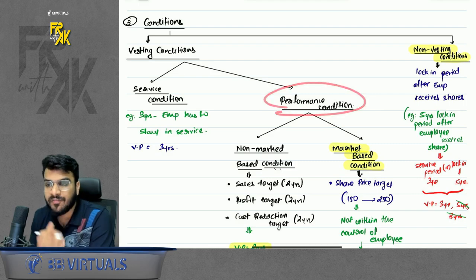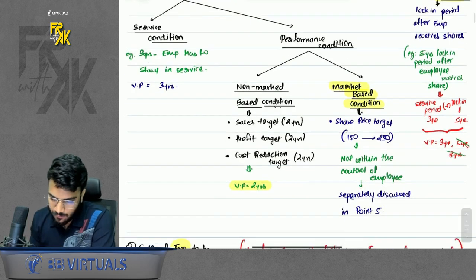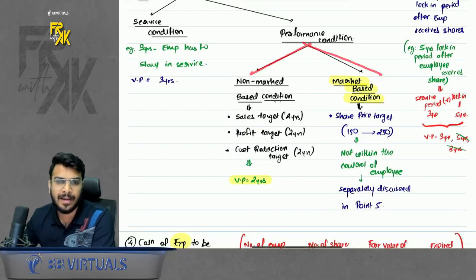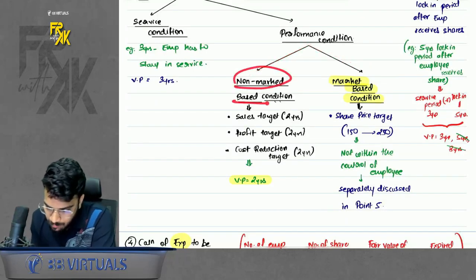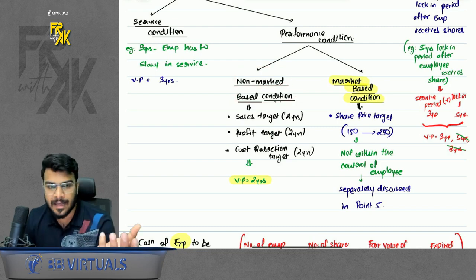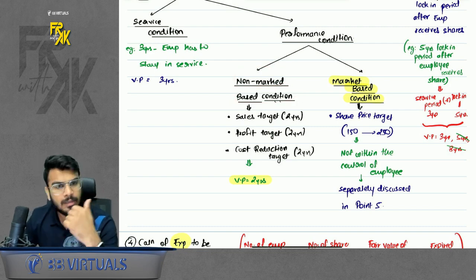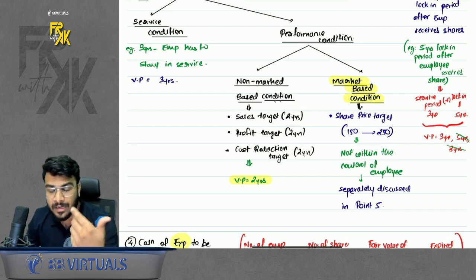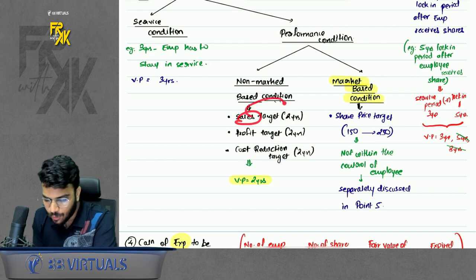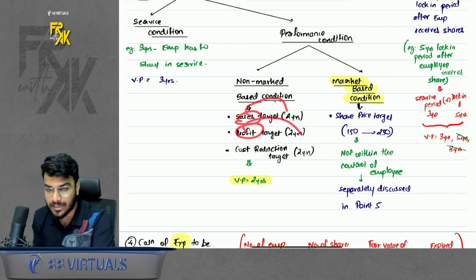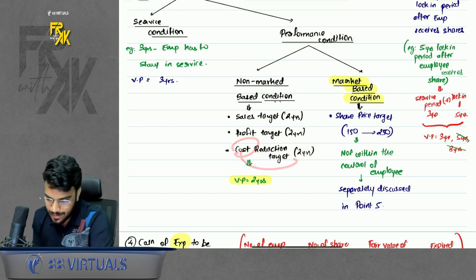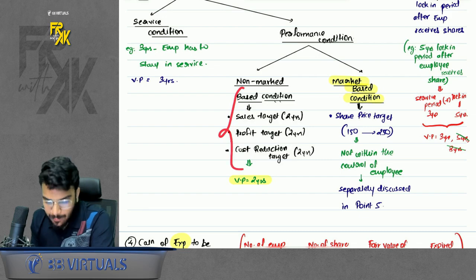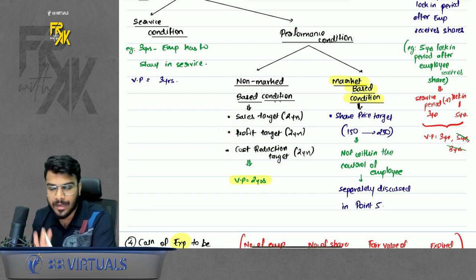Then performance condition. Performance condition can be further bifurcated into two parts. One is non-market based condition, second is market based condition. What is the meaning of non-market based condition? Giving such a target which is within the control of the employee. Achieving a sales target, profit target, cost target. It is within the control of the employee. So if you have given a sales target for 2 years, or a profit target to achieve in 2 years, or a cost target to be achieved in 2 years, then the vesting period will be 2 years. So these non-market based conditions are considered while calculating the vesting period.